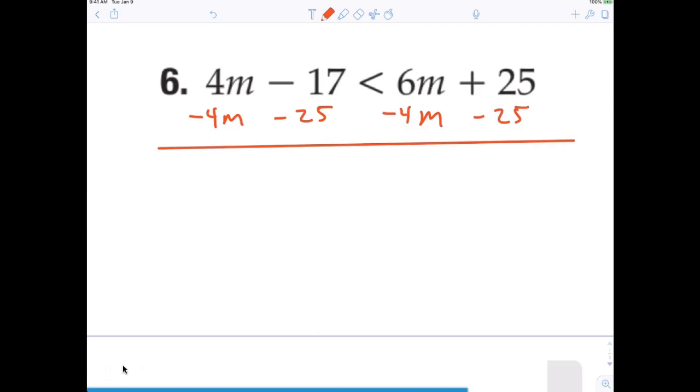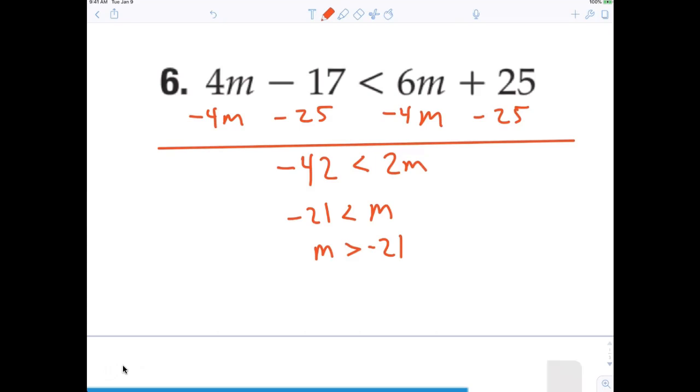But then the negative would be. Oh, it would. So now I end up with negative 42 is less than 2m. So now negative 21 is less than m. So m is greater than negative 21.